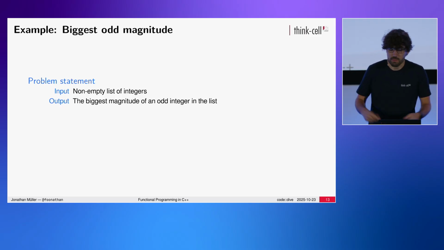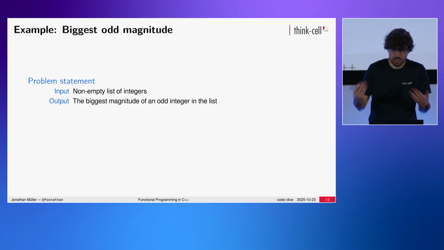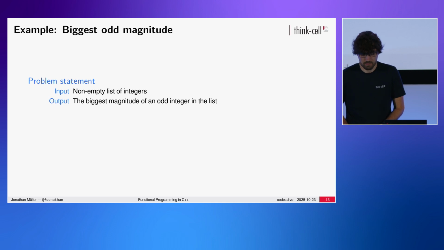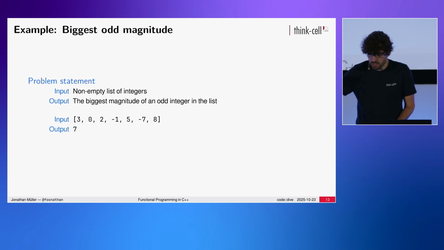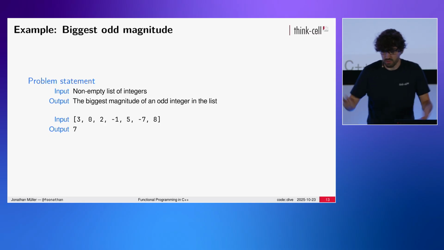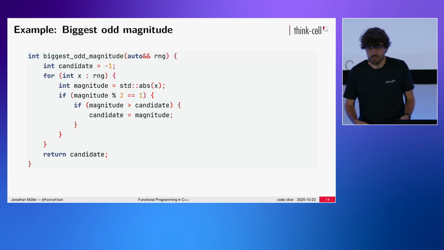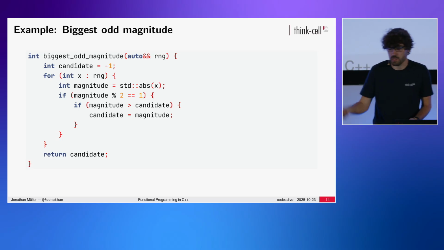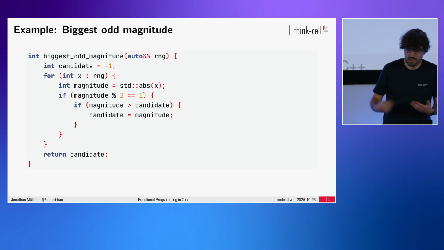We are given a non-empty list of integers, and we want to output the biggest magnitude, so absolute value, of an odd integer in the list. So if these are our numbers, the biggest magnitude of an odd integer is 7, because 7 is the odd one with the biggest magnitude, with -7 there. And this is imperative code to do it, right? Very straightforward. We have a loop. We compute the magnitude of everything. We check whether it's odd. If so, we update the candidate. And in the end, we return the candidate because that's now the maximum.